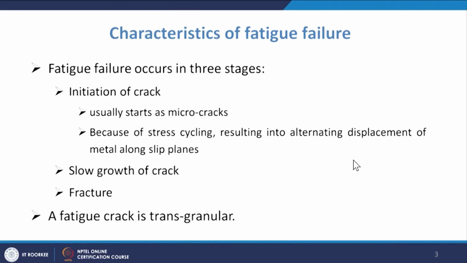Okay. So, characteristics of fatigue failure: it occurs in three stages. Initiation of the crack usually starts as micro cracks because the stress cycling results in alternating displacement of the metal along slip planes. Slow growth of the crack, and fracture. A fatigue crack is transgranular. So fatigue happens not at the grain boundaries, but it will cut through the grains themselves.